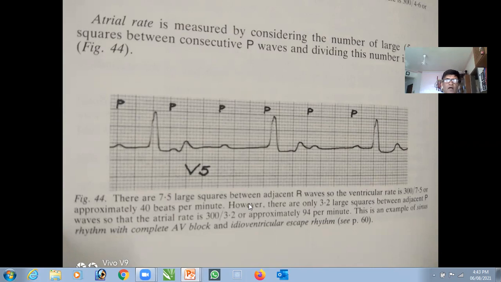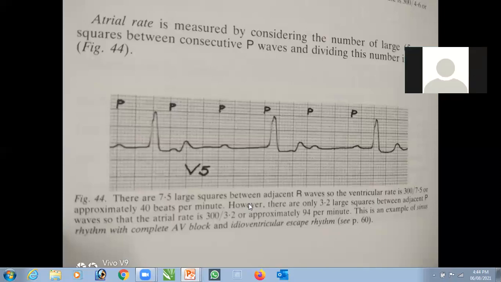So it can be like 2:1, 3:1, 4:1. What does it mean? Out of 2 beats, one is missing. Out of 3 beats, one is missing. Out of 4 beats, one is missing, which is very dangerous. With 2:1, if the pulse rate is supposed to be 80, it will become 40. So sir, what will happen in 4:1? Out of 4 beats, one is missing, so 25%. Meaning 80 becomes 60. Is it clear? Yes.